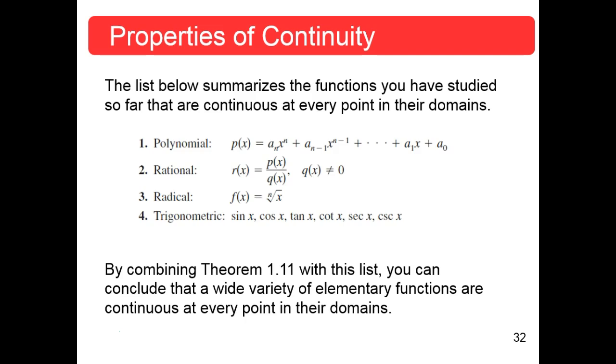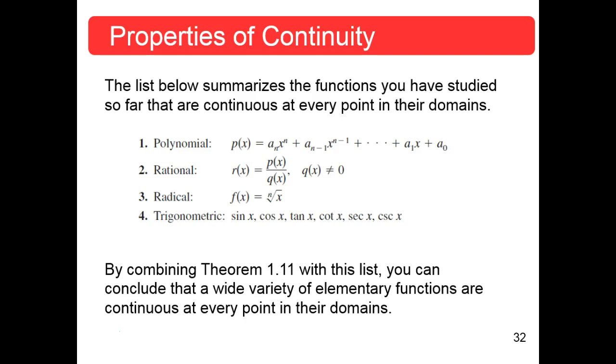You said polynomial. Polynomial is continuous everywhere, always. Positive, negative, negative, positive. Rational functions, except where the q is 0. Okay, so the discontinuity is there. This one, if n is even, then anywhere x is negative.